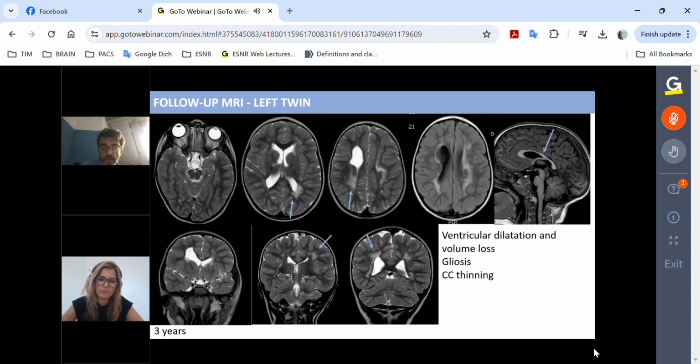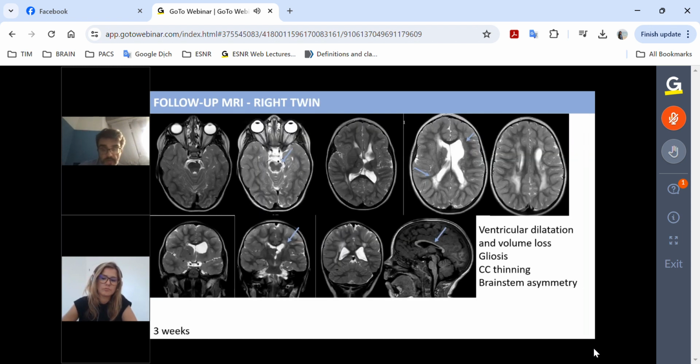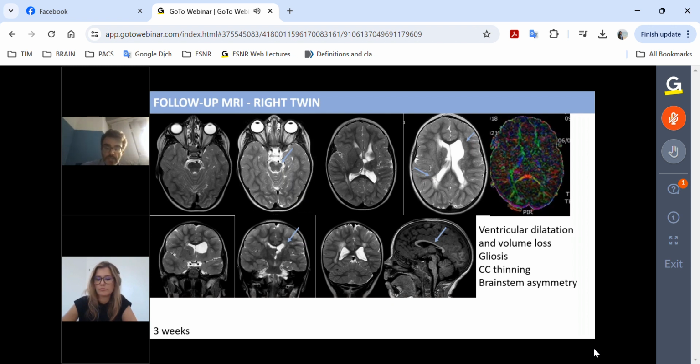And also you have a thinning of the corpus callosum secondary to the loss of parenchyma. And then in the other twin, same findings. Again, now you see the gliosis, which wasn't so clear in the first exams. So a big damage, which is also demonstrated here by the DTI, the color map of the DTI, with the loss of the blue part related to the corticospinal tract, because this twin actually had a hemi syndrome while the other one had not.